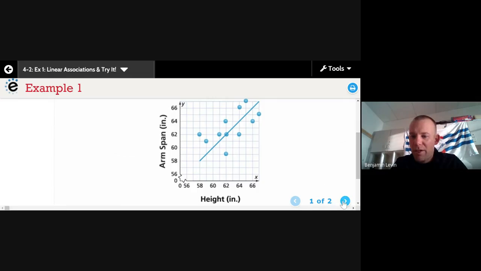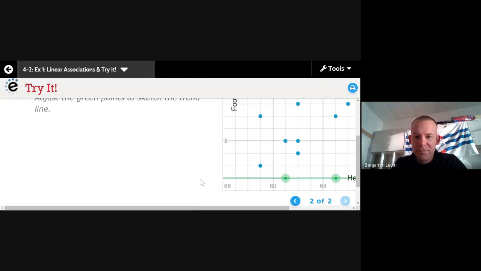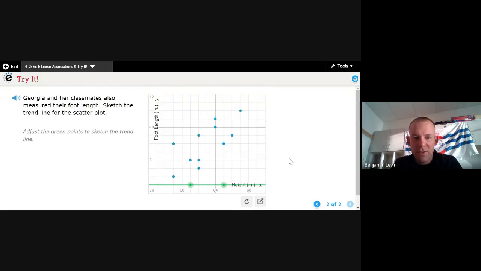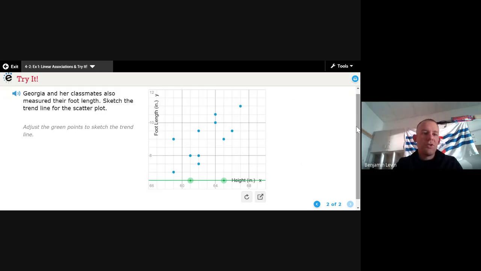All right. Georgia and her classmates also measured their foot length. Sketch the trend line for the scatter plot. As you get taller, would you expect your foot length to get bigger? Would your shoe size increase? Let me try this out, and you see if you agree with me or disagree with me.